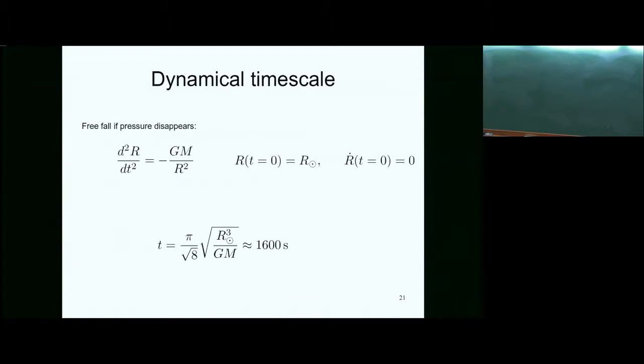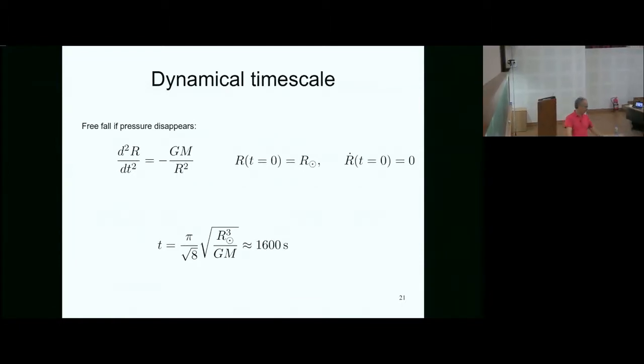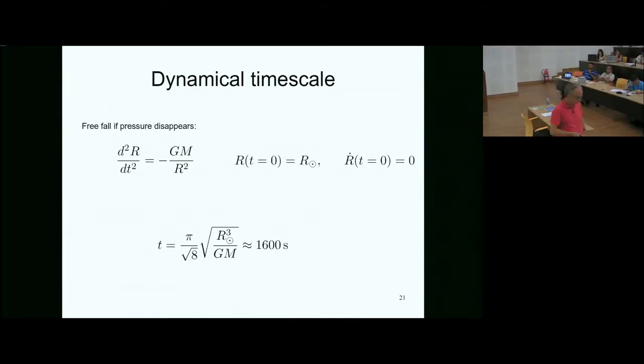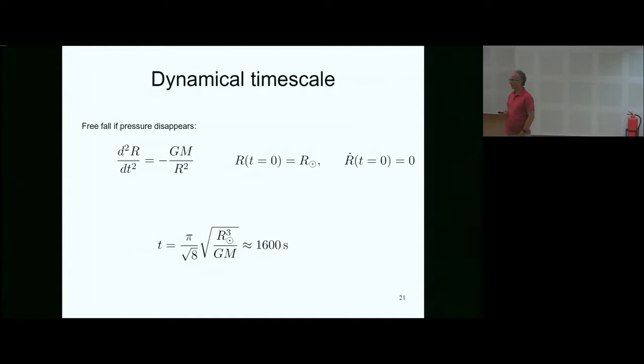So the dynamical timescale is defined as follows: if you have a star, and you are God and you can change the laws of physics and turn off pressure suddenly, then the star will not have any force to support it, and it will start to collapse. But it's not going to collapse right away. It will collapse like pressureless dust, and therefore this timescale is the solution of these simple equations. This is the dynamical equation with these initial conditions.